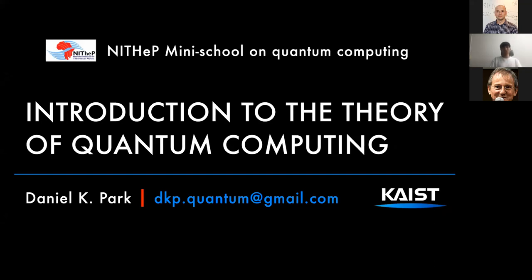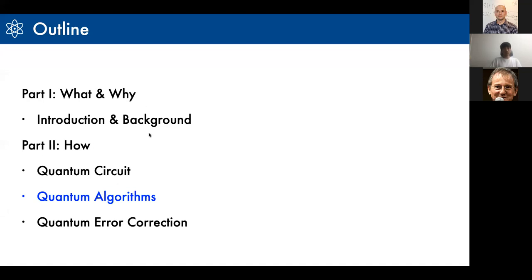There we go. Okay, so today is the third lecture of the mini school on quantum computing. And as you already know, unless this is your first time at this mini school, we've been talking about some introduction to the theory of quantum computing, and this was the outline of this mini school. So in the first lecture, we just went through some background introduction, discussing what quantum information processing is and why we care about it. And as part two, we have three lectures. So last week, I introduced the quantum circuit as a model of quantum computing. And today is devoted, as Francesco said, to a short introduction to quantum algorithms.